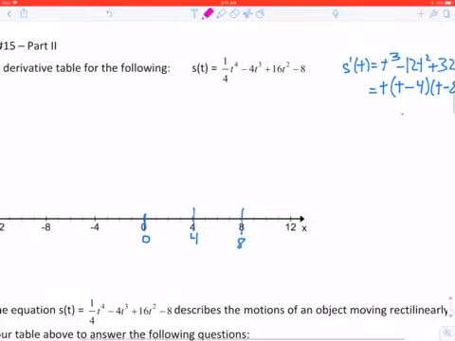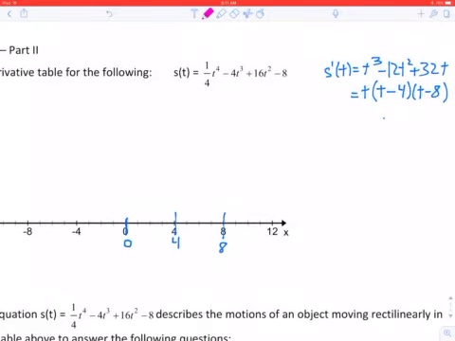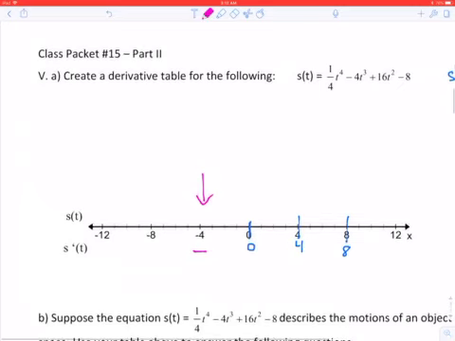Alright? What happens to the left of 0? To the left of 0, if I plug in anything less than 0, I'll get a negative here, a negative there, and a negative there. For example, if I plug in negative 1, I'll get negative 1 times a negative 5 times a negative 9. That's a negative number, which means the function s of t is going down.